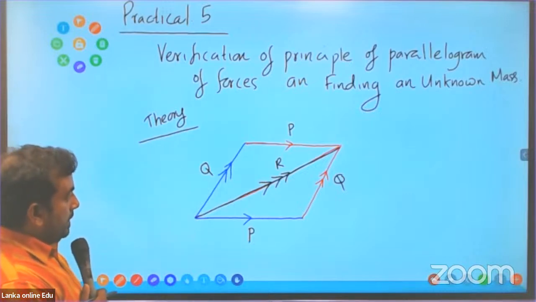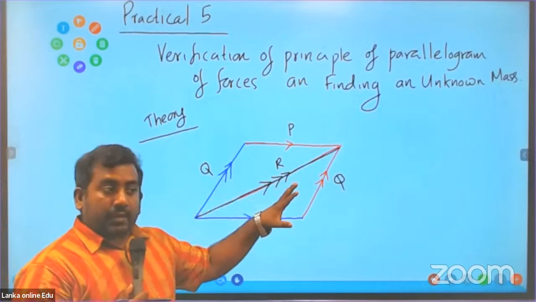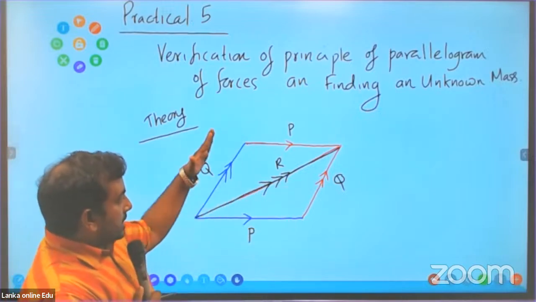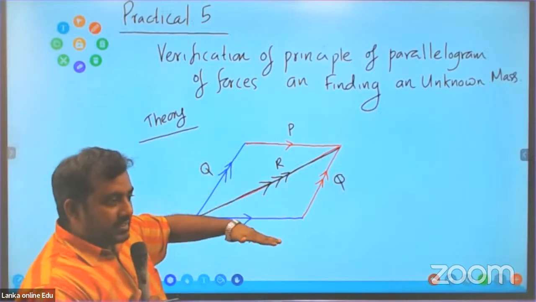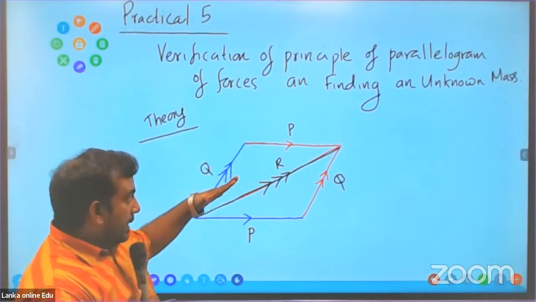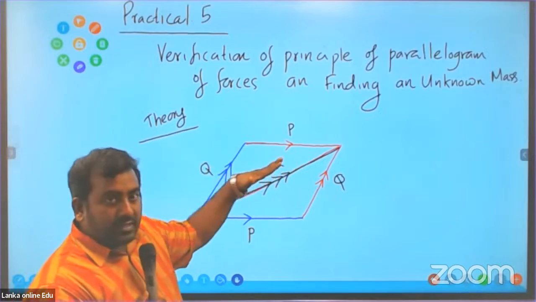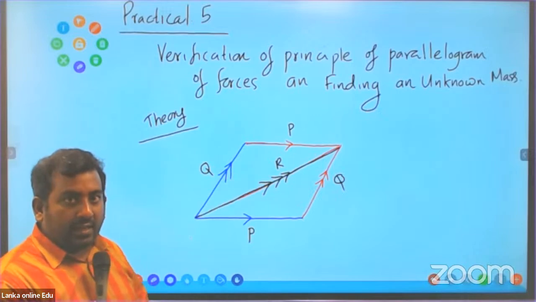So here you go. This is your theory. If two forces are represented on adjacent sides of a parallelogram, the main diagonal will give you the resultant.